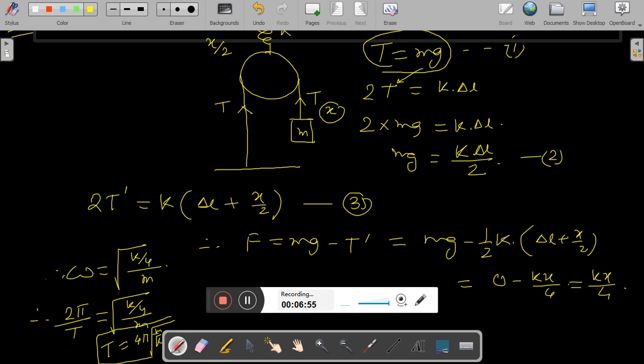So this will be the time period once the pulley is attached in this manner.